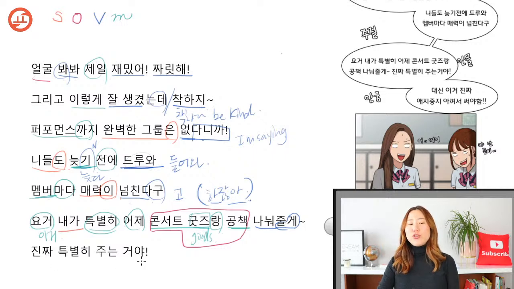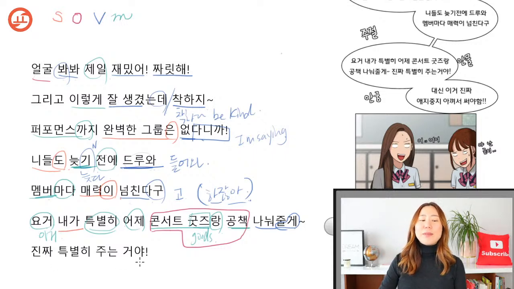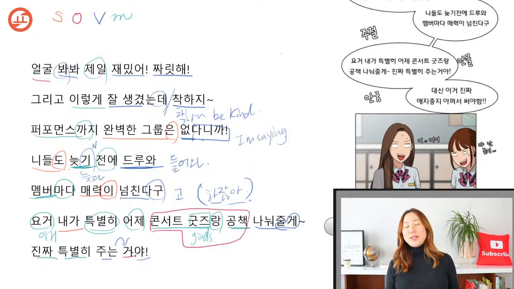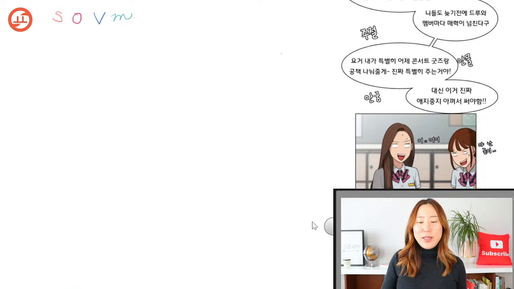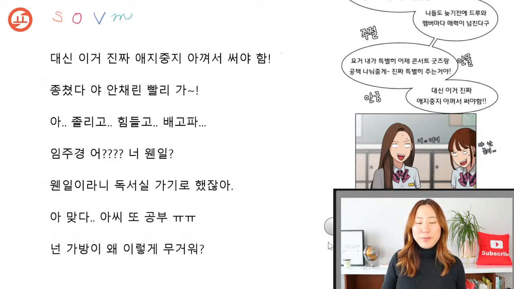진짜 특별히 주는 거야. It's that I'm giving you guys this specially. 특별히. 진짜 특별히 주는 거야. Giving you. Okay? It's that I give you these ones specially to you. So as if they're gonna care about it, but she wants to give it to them.